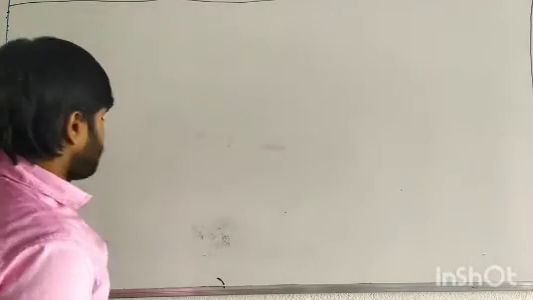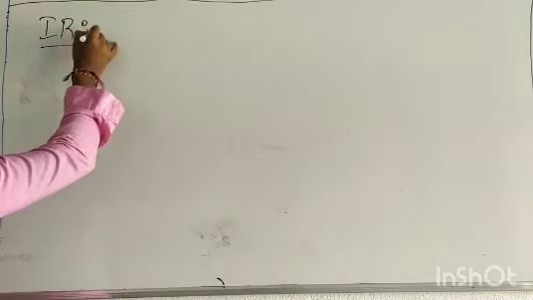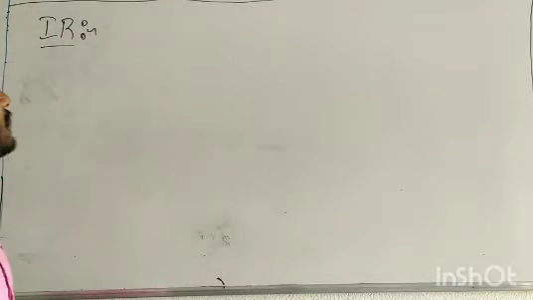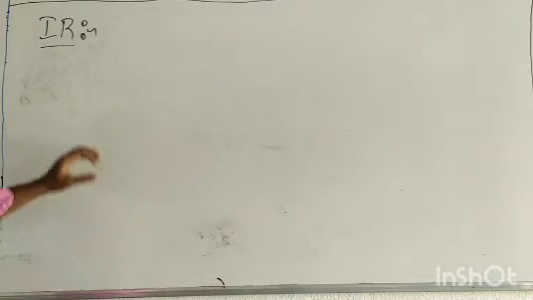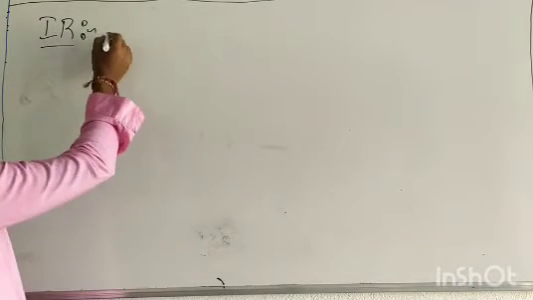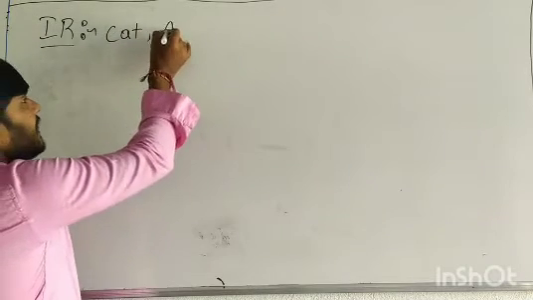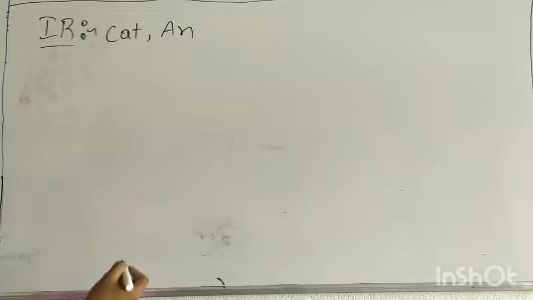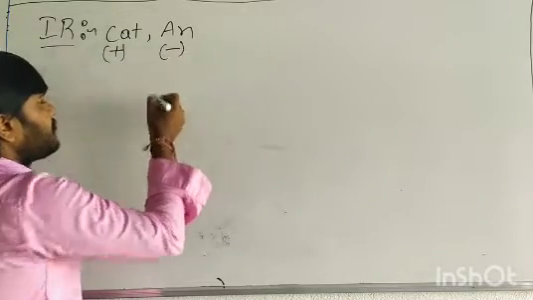Okay, so we will move on to the next concept, that is what an ionic radius. Ionic radius and atomic radius, these two are one and the same thing. Here in ionic radius, we will have ions. Generally you know that there are two kinds of ions: one is a cation, and the other is an anion. A cation consists of positive charge, whereas an anion consists of negative charge.